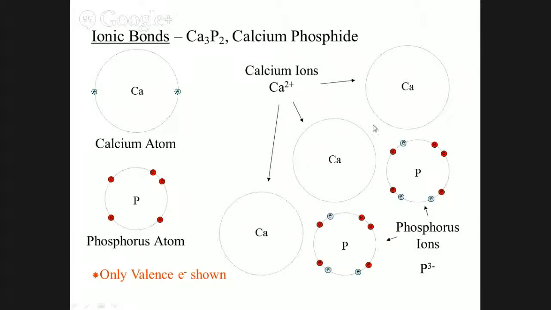The calcium's 4th shell is now empty, but of course its 3rd shell is still full. So the last outer shell is full in both cases. So we have our calcium 2+ ions. We have our phosphorus 3- ions, but together they produce calcium phosphide. And notice the subscripts here: 3 calcium and 2 phosphorus.